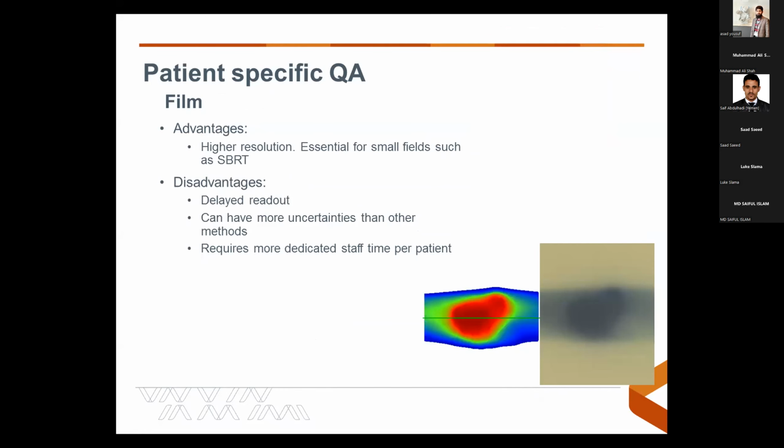Film, so film has the advantage that it has a high resolution, especially for small fields such as SBRT. But you have a delayed readout, and it can have more uncertainties than other methods and requires more dedicated staff time per patient to deliver these fields.